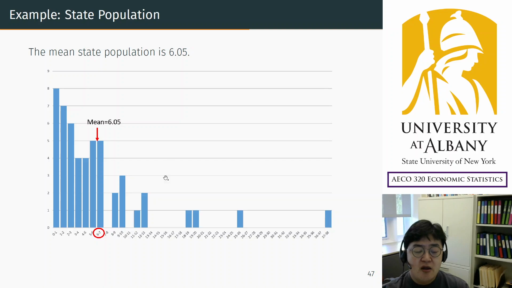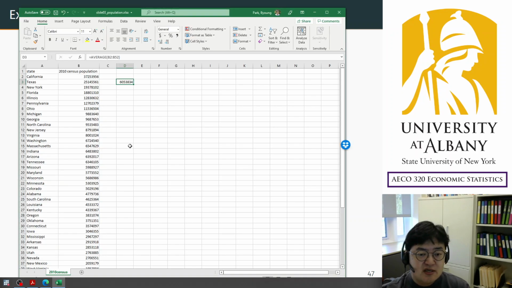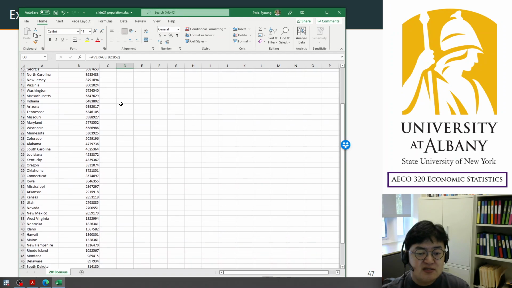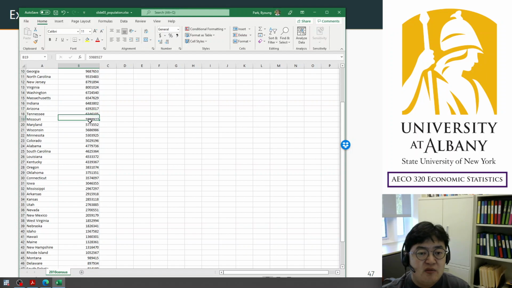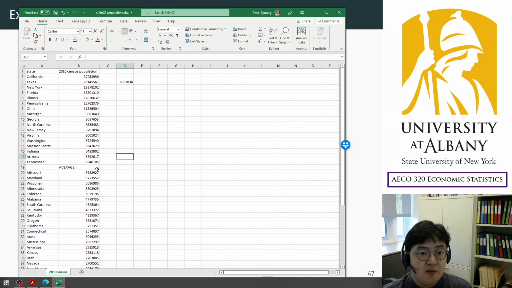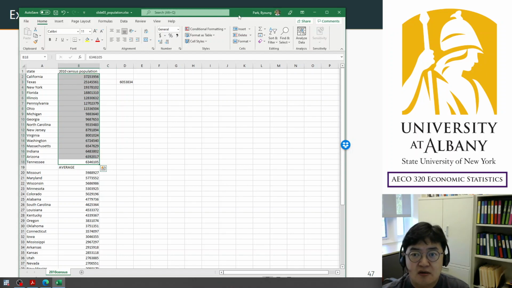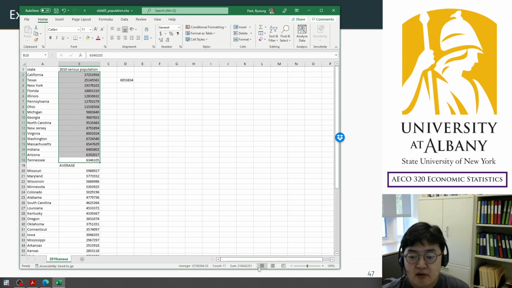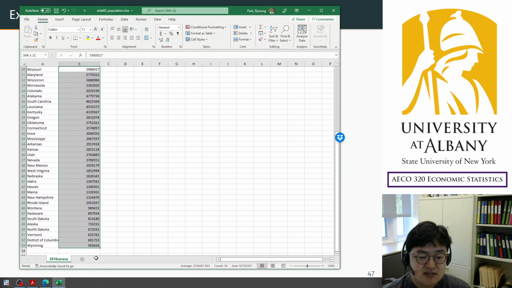Okay, then what I wanted to show you here is, if you think about 6, it comes in between these two states, Tennessee and Missouri. So the average would be in between these two. And above the average, you can see the count, there are 17 states. 17 states are larger than the average. On the other side, 34 states are below the average.